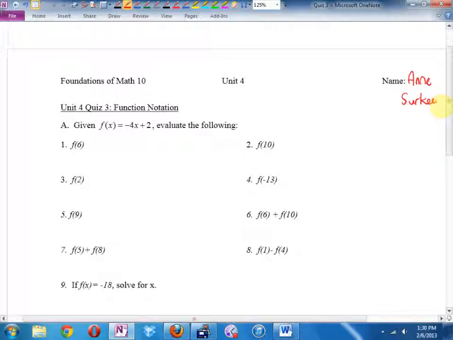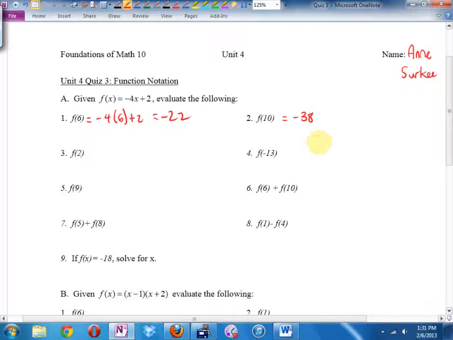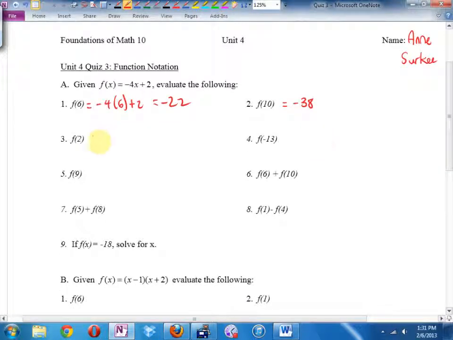Given f of x equals negative 4x plus 2, evaluate the following. F of 6, what that really means is replace every single x with a 6. Negative 24 plus 2, negative 22? Yes. Number 2, f of 10. Negative 38? Yep. Number 3, f of 2. Negative 6, 1 mark each.